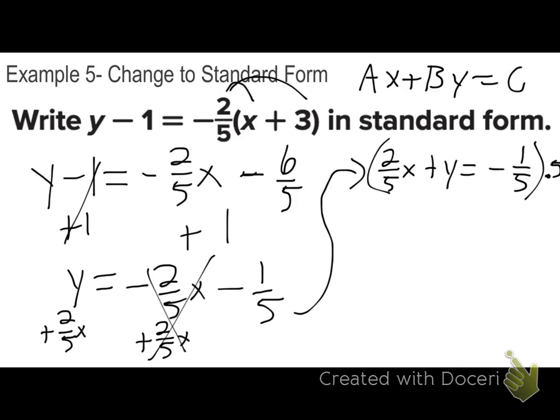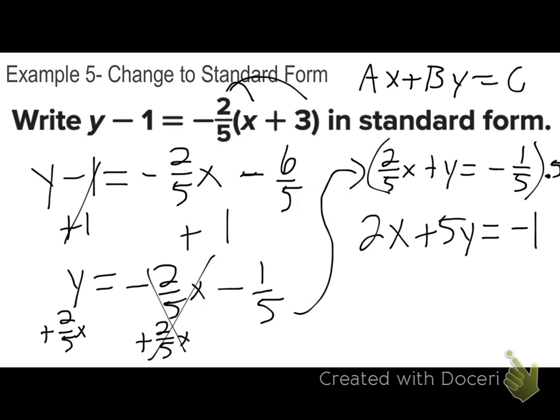2/5 times 5 is 2x. What's y times 5? 5y. And then what is negative 1/5 times 5? Negative 1. Okay. Do I have any more fractions? No.